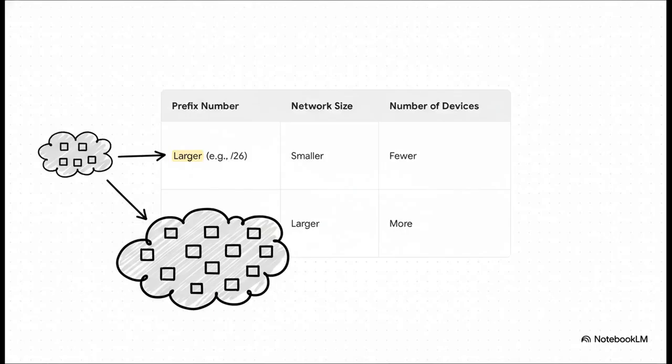Now, this is probably the most important concept to get your head around, and it can feel a little backwards at first. The bigger the prefix number, like a /26, the smaller the network is. Why? Because you're using more bits to define the network, which leaves fewer bits for your devices. The opposite is also true. A smaller prefix number, like a /16, means you get a much larger network that can hold way more devices.